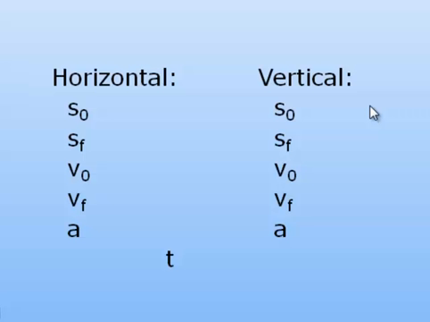Usually we have a horizontal and a vertical dimension that we're talking about. So we'll have a list of quantities for the horizontal dimension. Then we'll have a list of quantities for the vertical dimension. And if you notice, I put time in the middle because it is independent of dimensions. It's not a horizontal dimension, nor is it a vertical dimension. In fact, it's the common link.